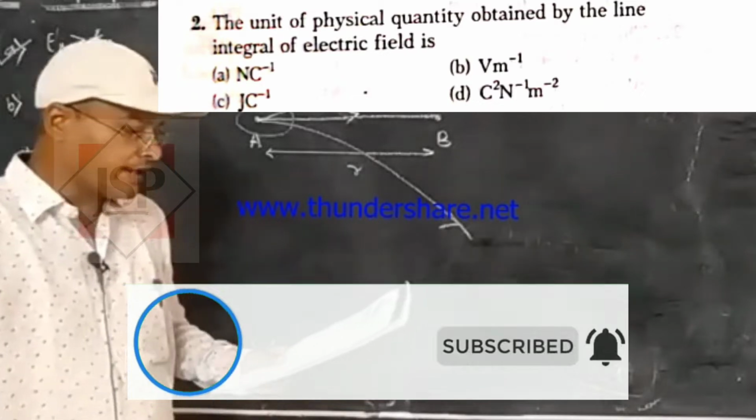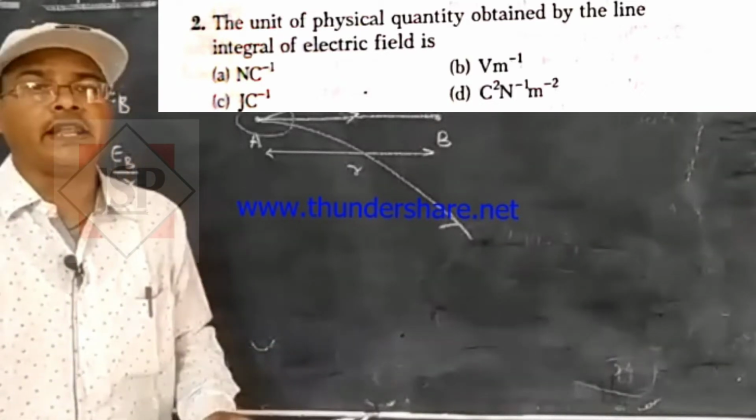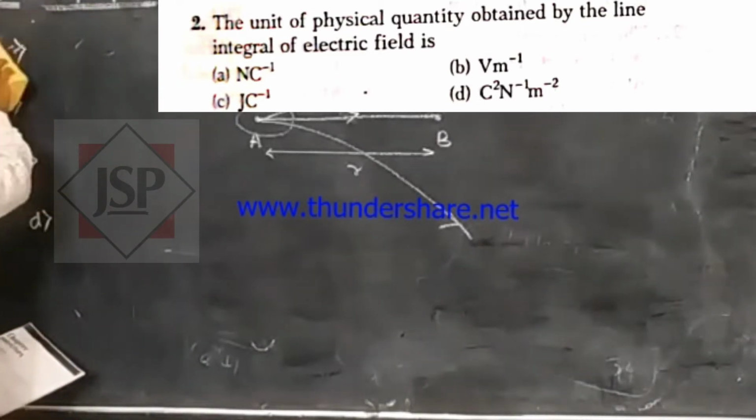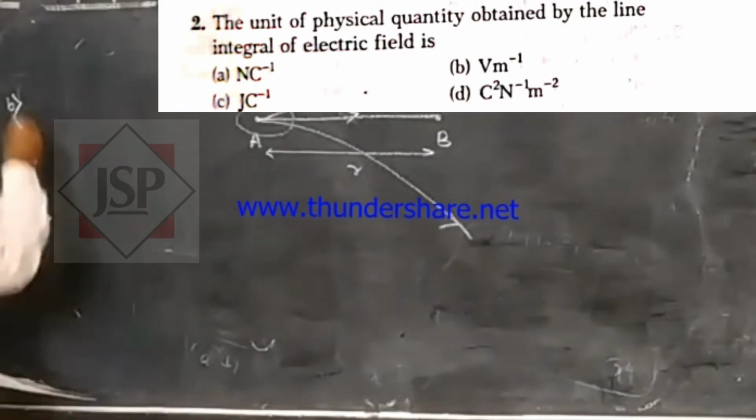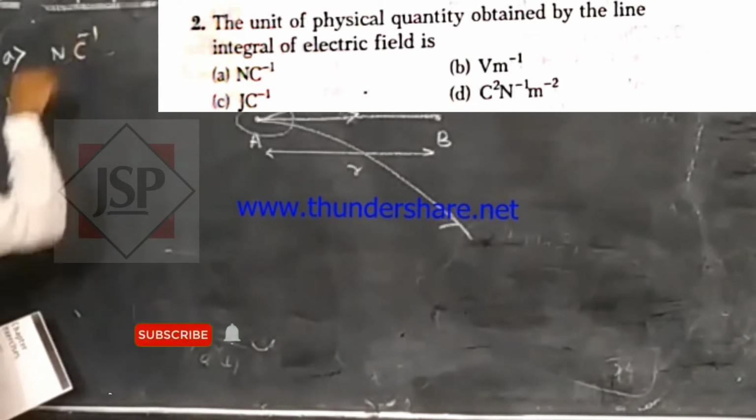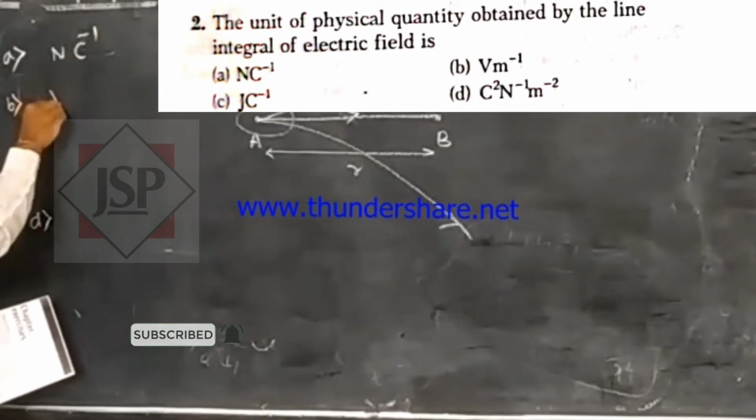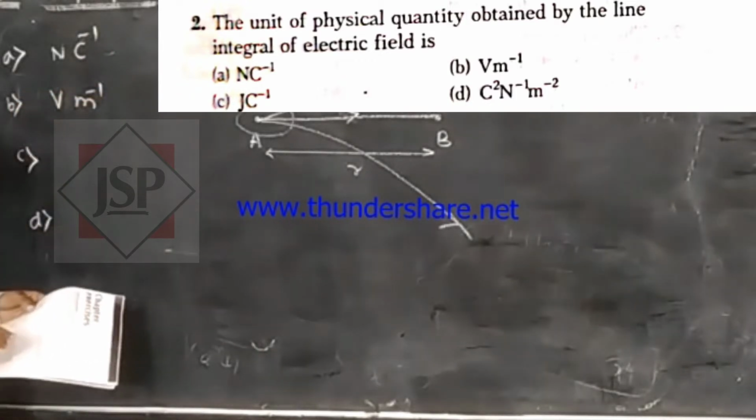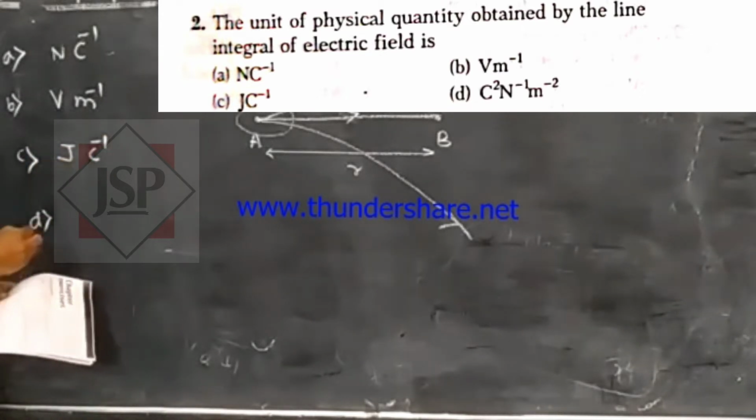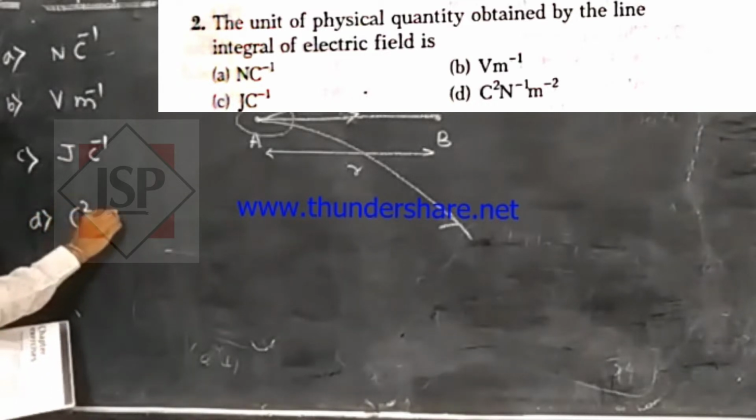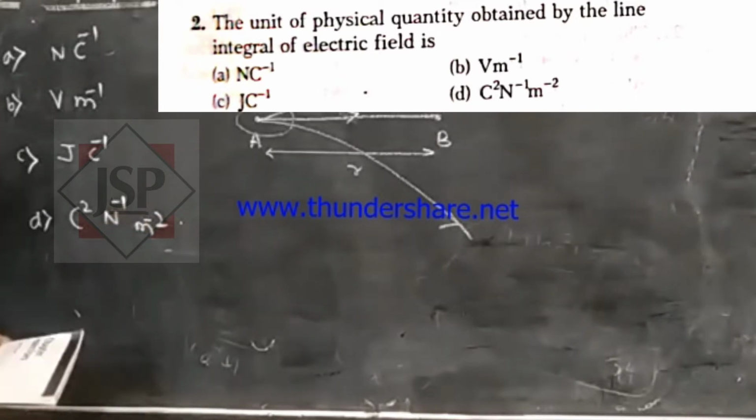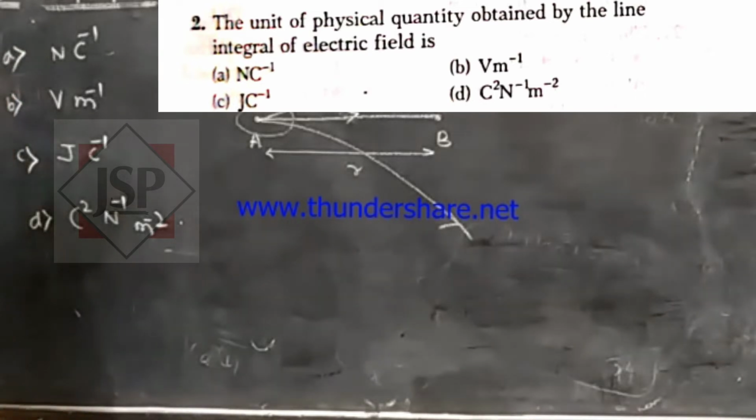The unit of the physical quantity obtained by the line integral of electric field is. Option A is Newton per Coulomb. B is volt per meter. C is joule per Coulomb. And D is Coulomb square per Newton per meter square. These are the options given.